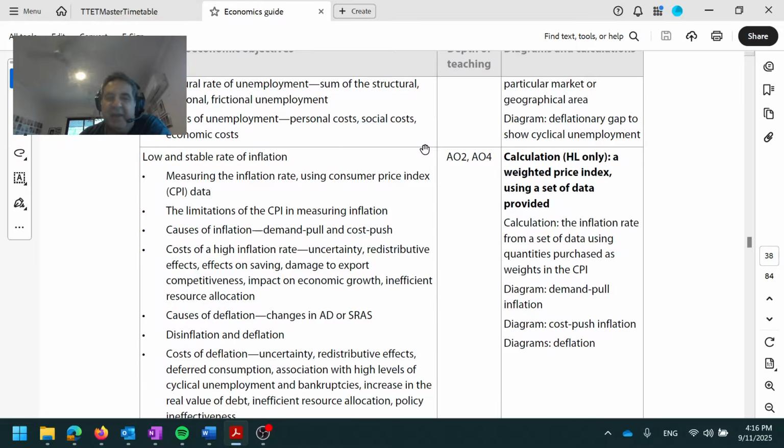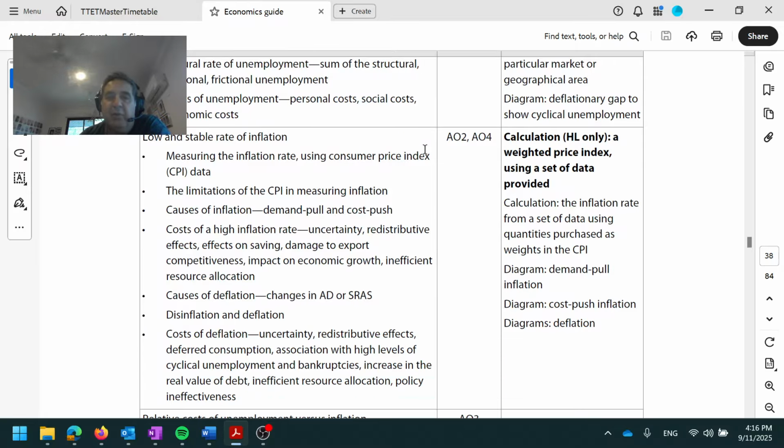Inflation, obviously a biggie, given that the entire world has gone through a period of significant inflation. You can see their calculation, HL only, a weighted price index using a set of data. Bingo, you're going to get that probably on question 2 on paper 3.